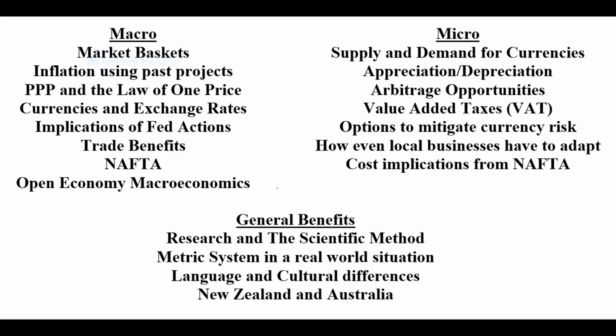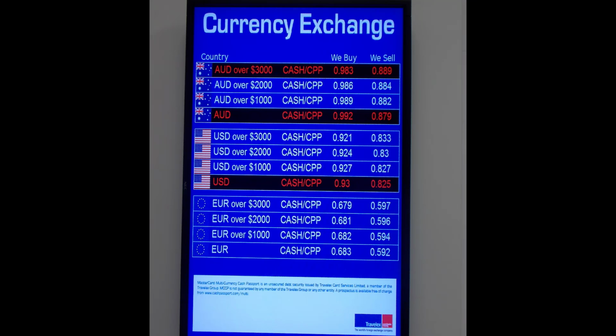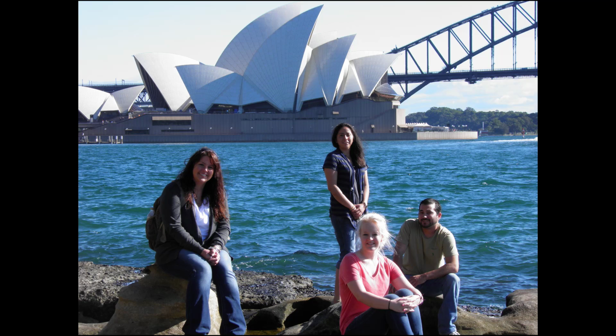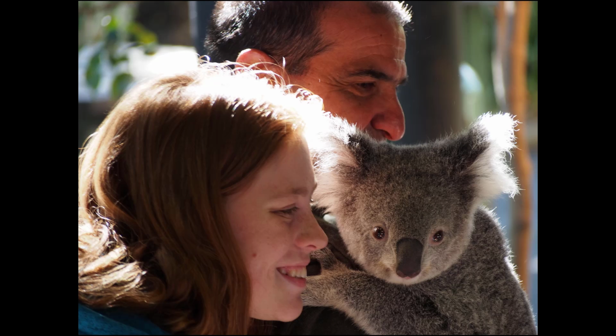So general benefits to students are they learn a little bit about economic research and the scientific method, why they need to know the metric system, and most importantly, that there's a large world out there. If they understood and enjoyed the project, they should seriously consider looking into international trade as a career, especially if they speak a foreign language. From a personal perspective, I think students should travel to at least one foreign country. This gives me a chance to talk about New Zealand and Australia and hopefully whet their appetites.